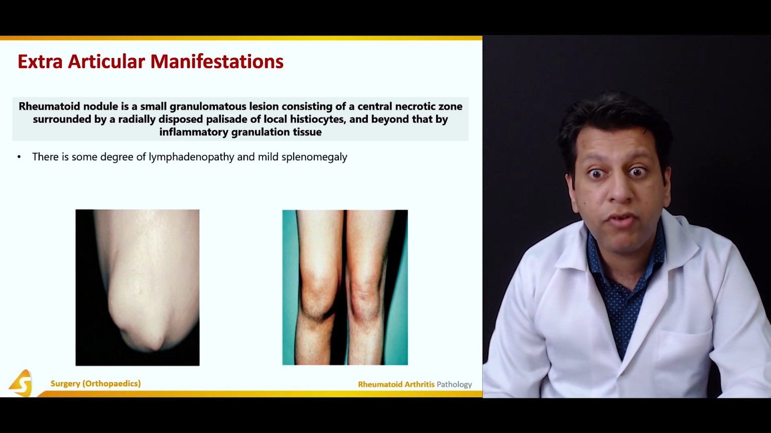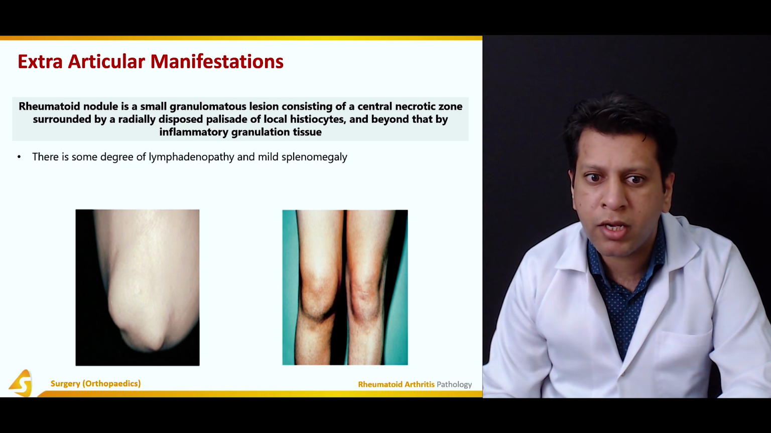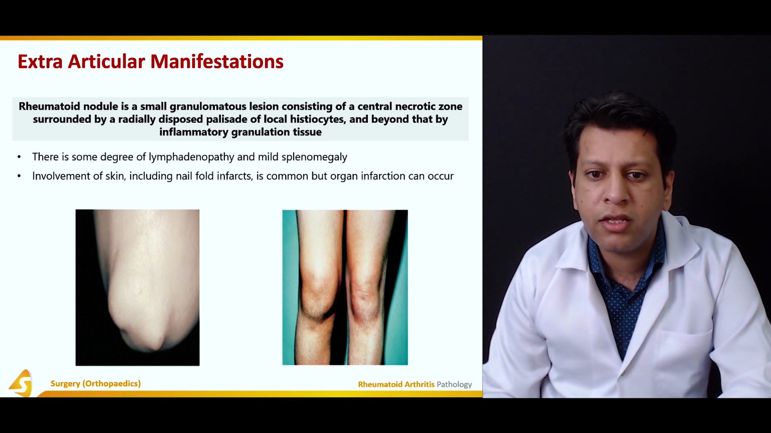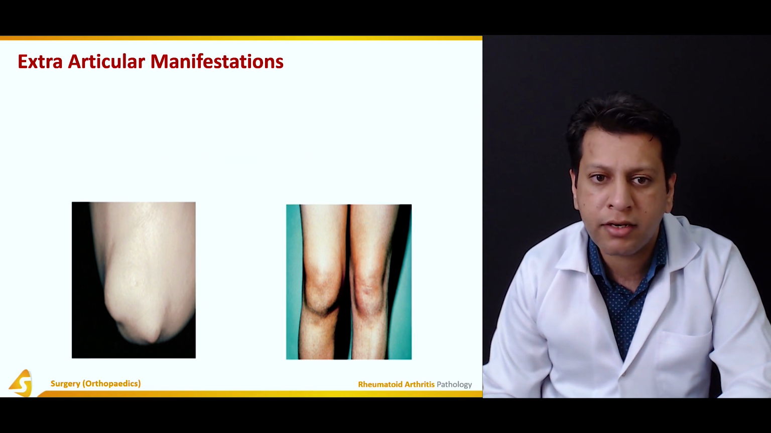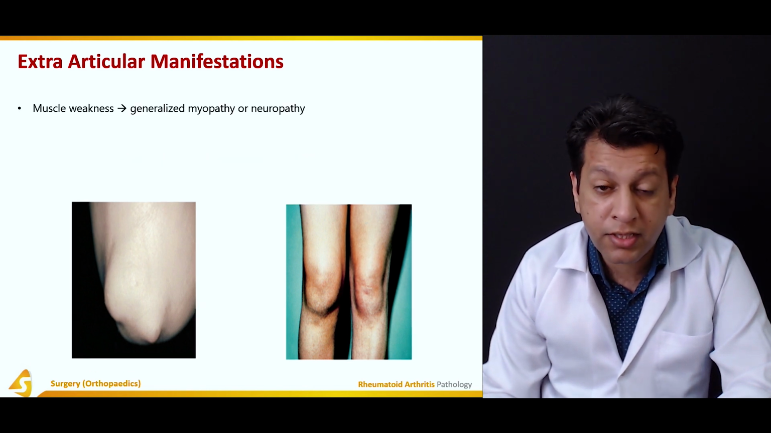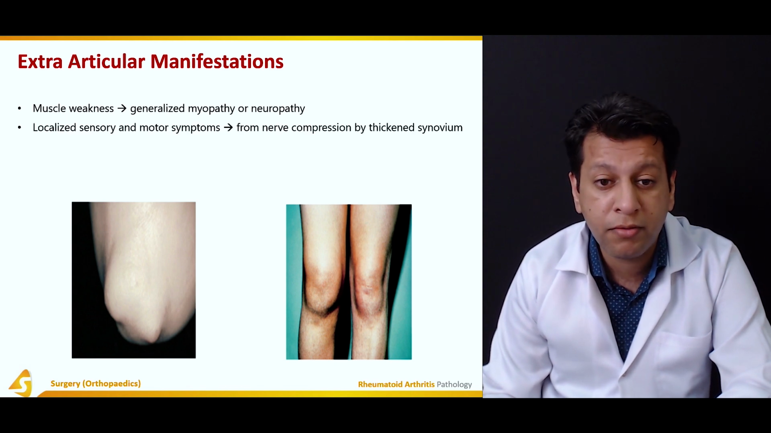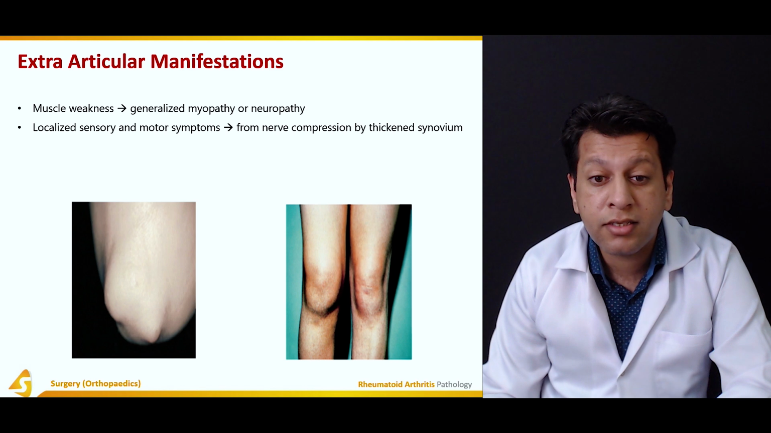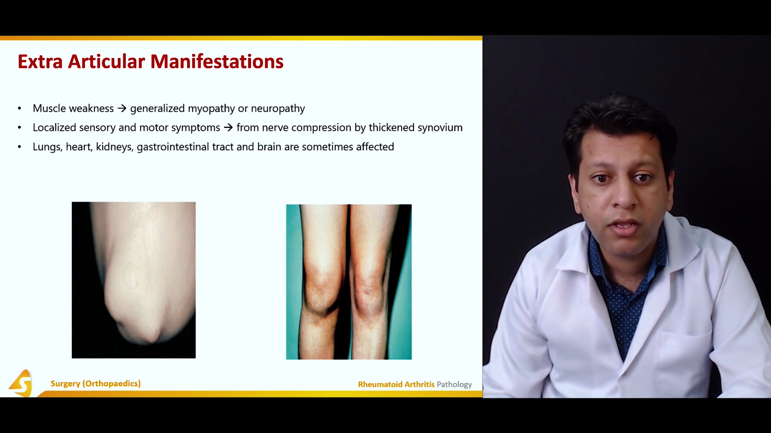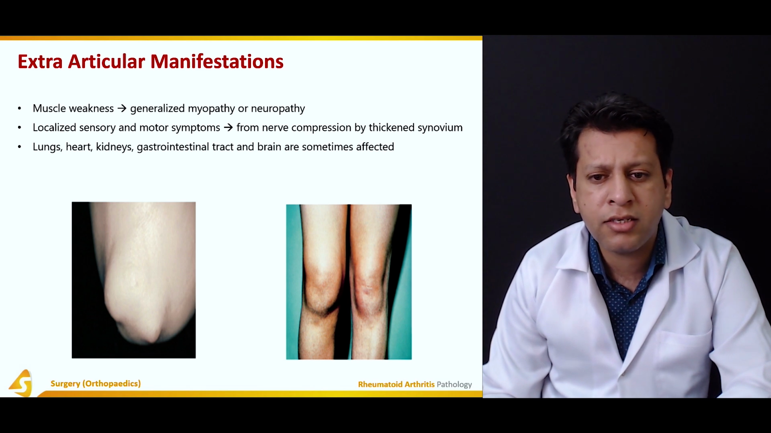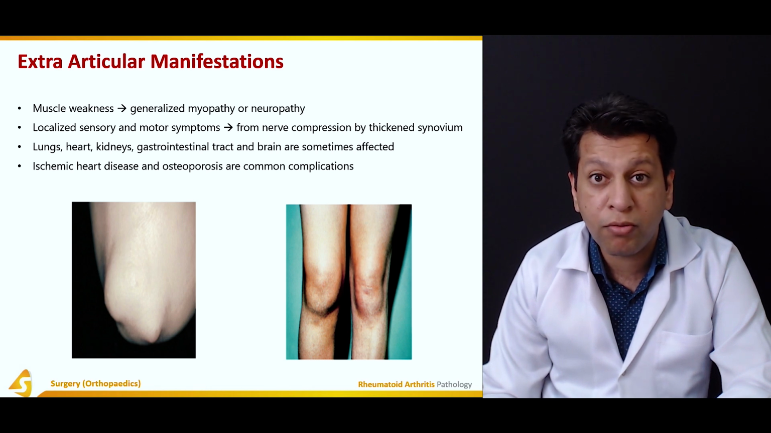There is some degree of lymphadenopathy and mild splenomegaly. Involvement of skin, including nail fold infarcts, is common, but organ infarction can occur as well. There is muscle weakness, which leads to generalized myopathy and neuropathy. There are localized sensory and motor symptoms from nerve compression by thickened synovium. Lungs, heart, kidneys, GI tract and brain are sometimes affected as well. Ischemic heart disease and osteoporosis are common complications.